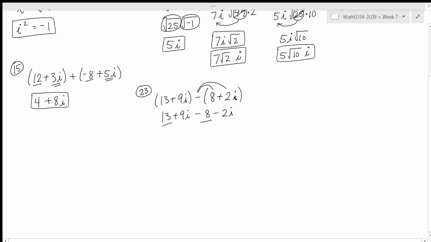13 minus 8? How about 9i minus 2i? Seven i. 9 minus 2 is 7i. That's not too bad either, is it? Subtraction with complex numbers. I wonder if it gets any better. Oh yeah, number 45.